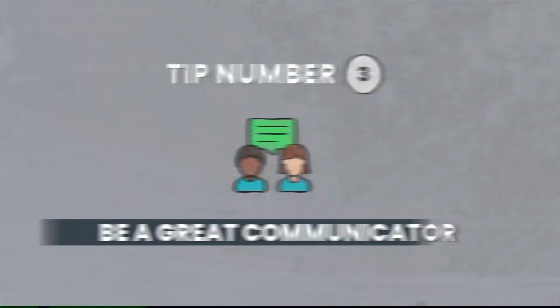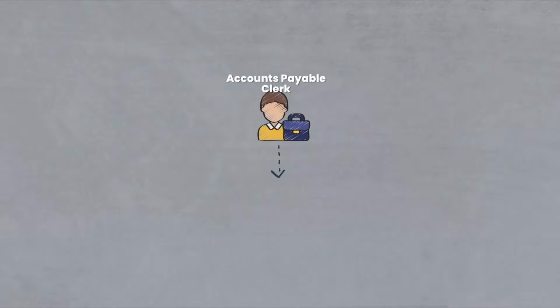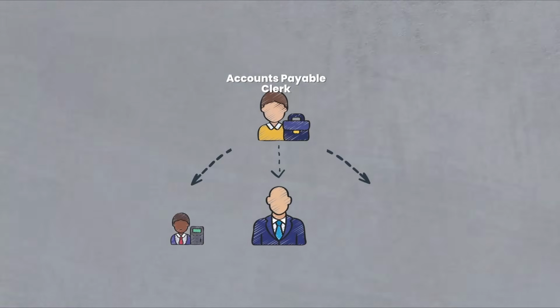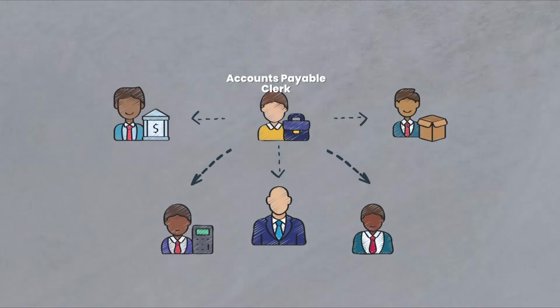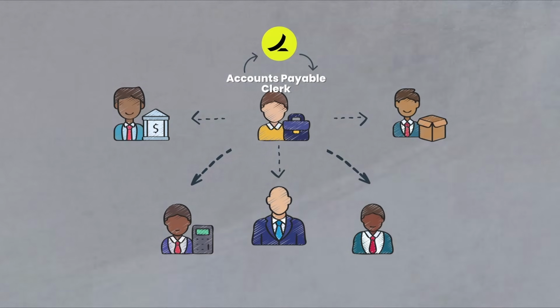And how about this one? Be a great communicator. Think of all the people you need to communicate with in an accounts payable function. You need to communicate with your boss. You need to communicate with approvers, with the vendors, potentially with the bank or your AP platform. All of these people need to be kept in the loop with what exactly they need to do, with where exactly the bill is in the status when it comes to payment. The better you can communicate with these people in real time, the smoother the accounts payable function will be.